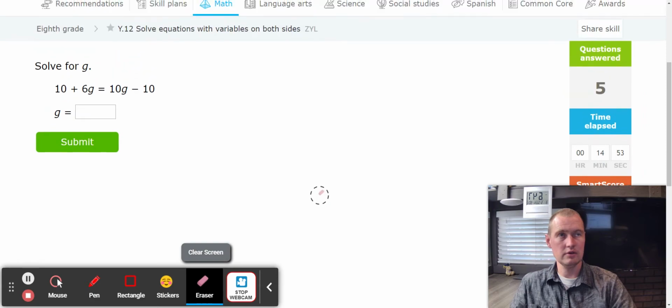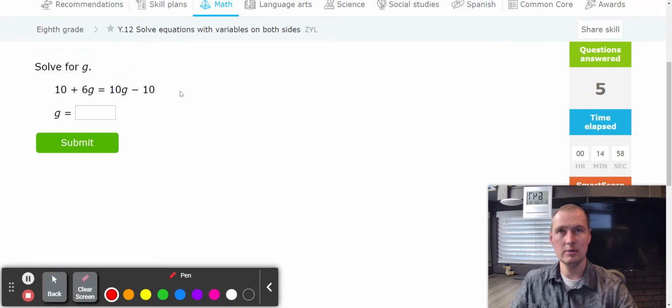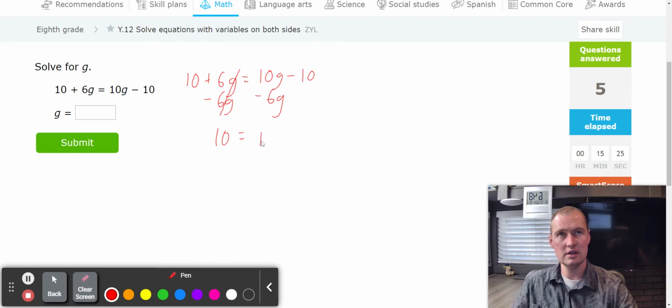All right, next step, we're at a smart score of 55 with 5 questions. This one seems to go a lot quicker because the point values are higher, which is great. So we got 10 plus 6g equals 10g minus 10. Let's subtract 6g from both sides because we have g's on both sides. Therefore, the 6g's eliminate. 10 equals 10g minus 6g, which is 4g, minus 10.